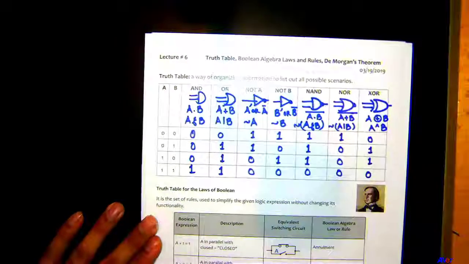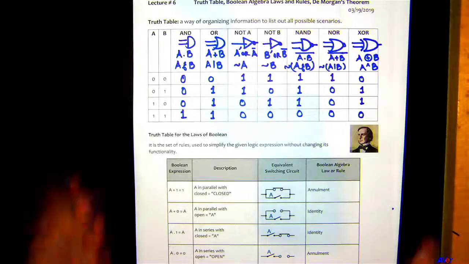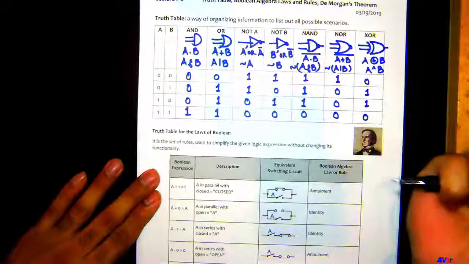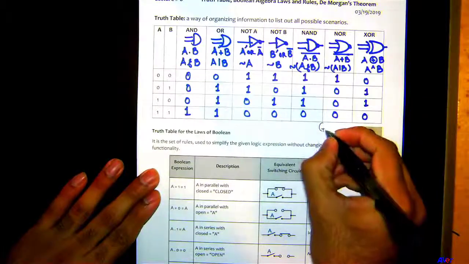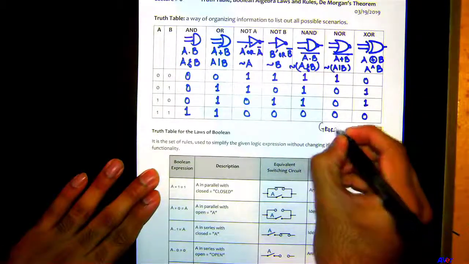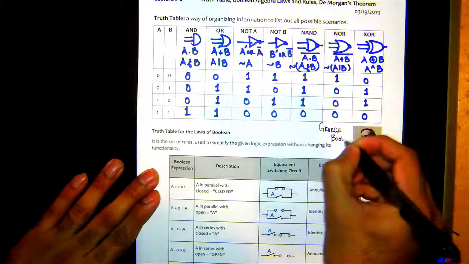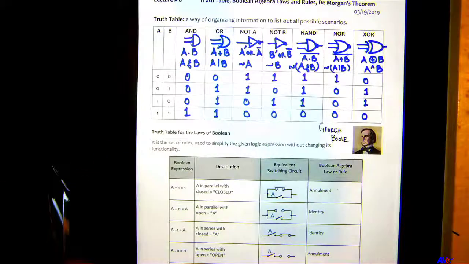Okay. All right. Moving on to the truth table for the laws of the Boolean. This was proposed by George Boole right here. Okay, so it is a set of rules used to simplify the logic expression without changing its functionality.